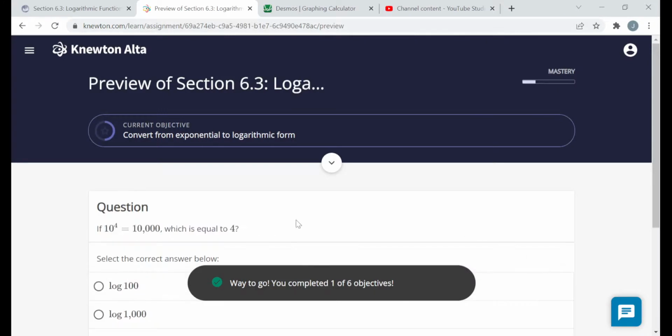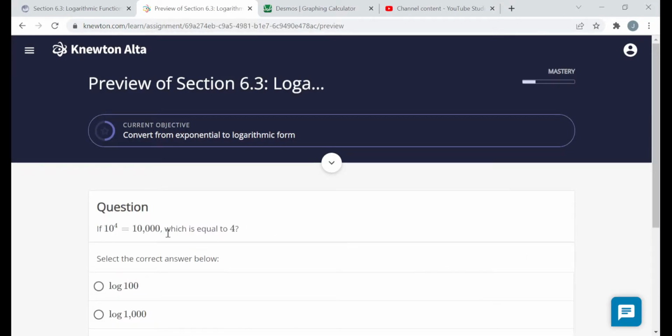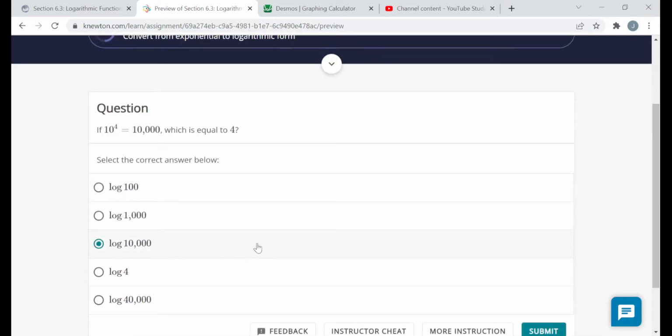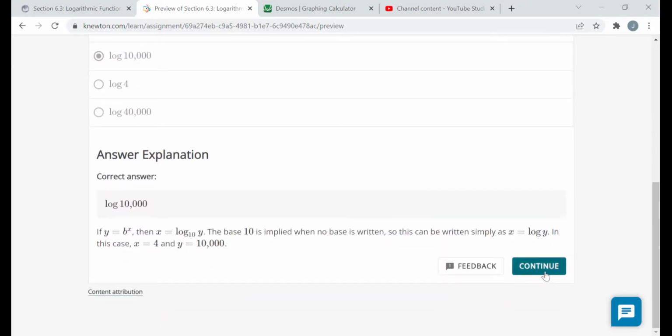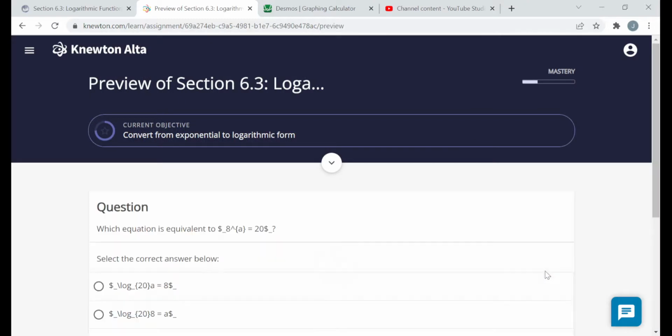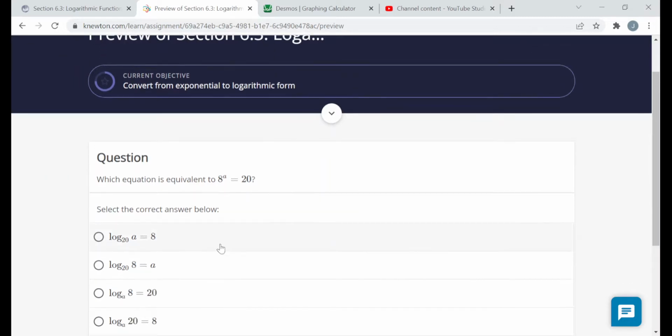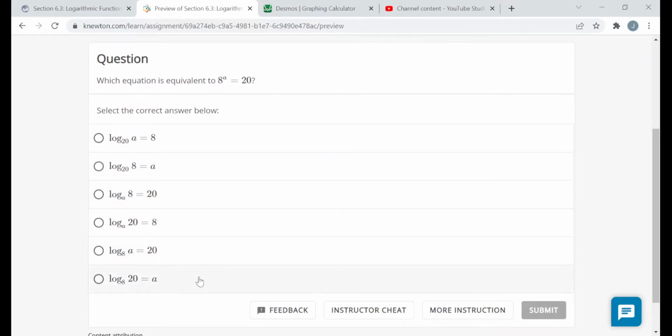And then we're going back the other way, 10 to the 4th power equals 10,000. So that means the exponent 4 is equal to the log base 10 of 10,000, or the log of 10,000, which is that there. Again, it should be quick, in my opinion. All right, and then one more of those. So 8 to the a power equals 20. Right? So remember, the exponent a equals the logarithm. A equals the logarithm of 20 base 8. Log base 8 of 20 equals a. And that's this last option here.